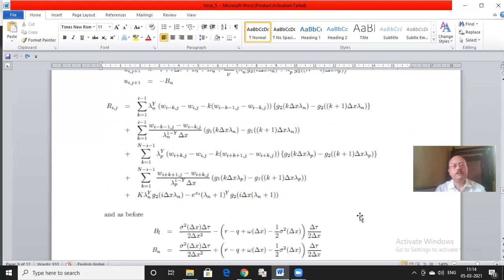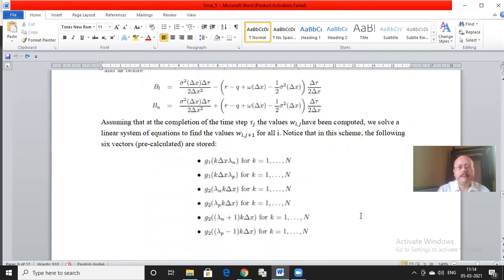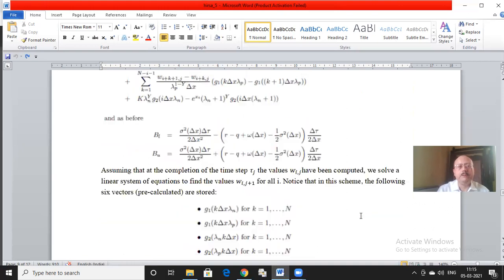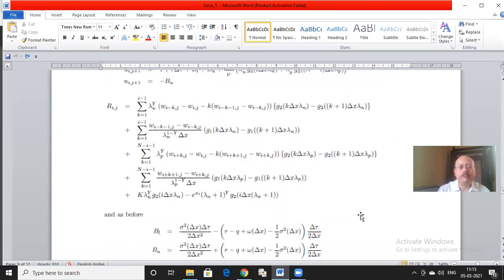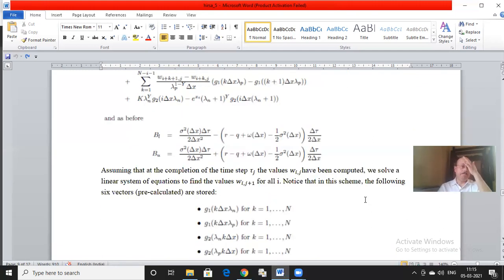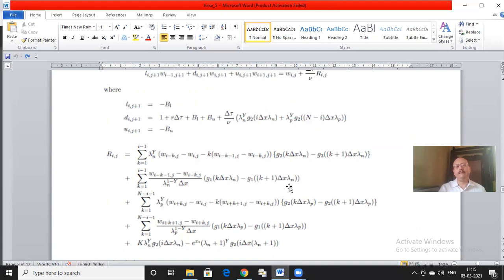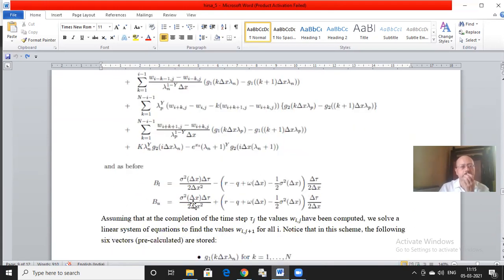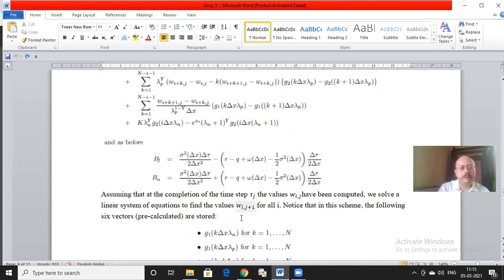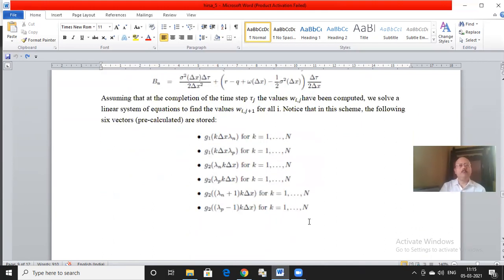So what we will do is we'll just discuss the remaining part of the algorithm, and then we'll stop, and then you should check this and confirm that this is clear, because this is definitely quite involved. Prima facie, this is our difference equation now with this Rij, the composite of all the integrals, with the BL, BU notation reproduced here again. Now, how do we go about computing? We assume that at the completion of time step tau j, the values Wij have been computed. So we solve a linear system of equations to find Wij plus 1 for all i.